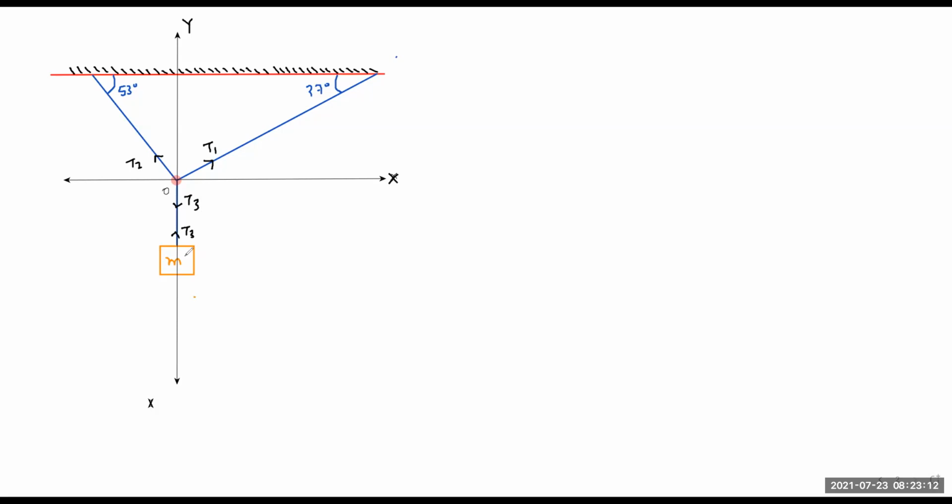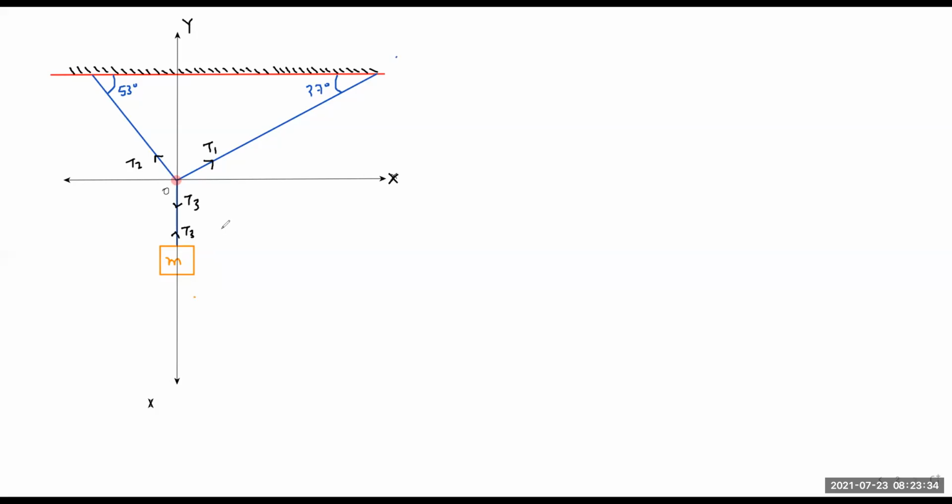You should not get confused between the two. I hope this is clear, guys. So T3, I have shown it twice, but one T3 is for the knot and the other T3 is for the block of mass M.